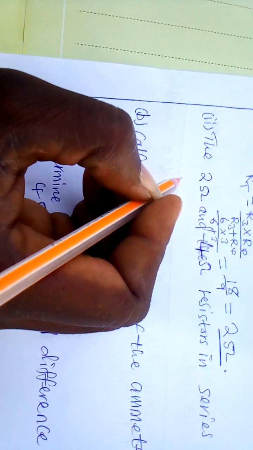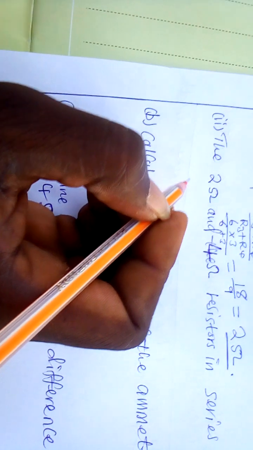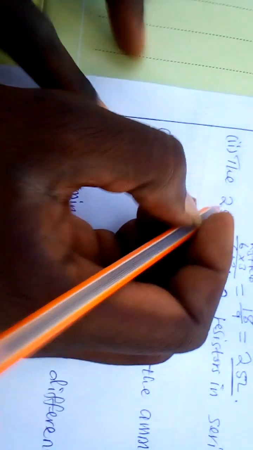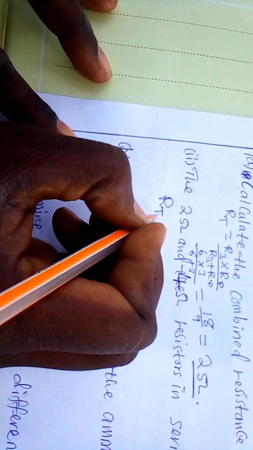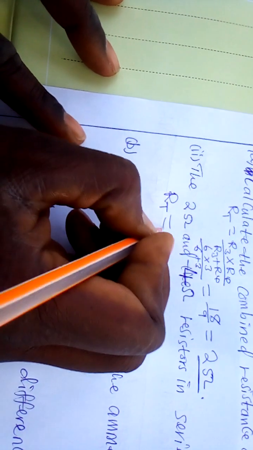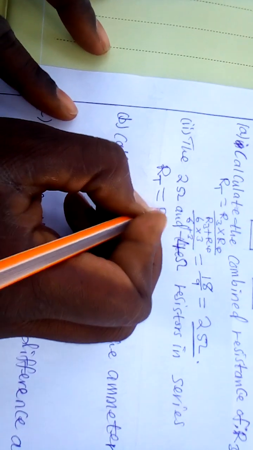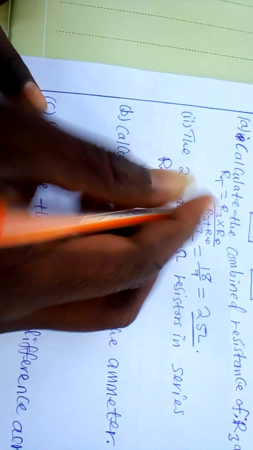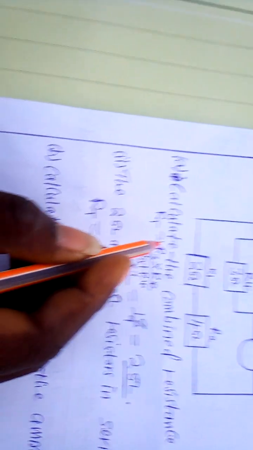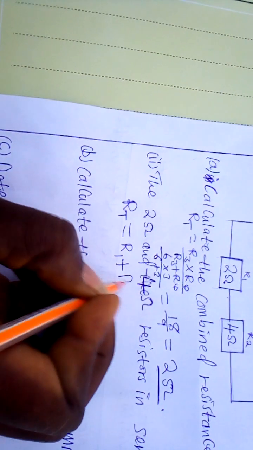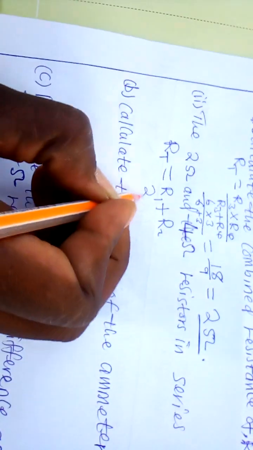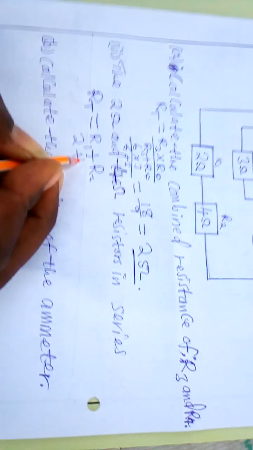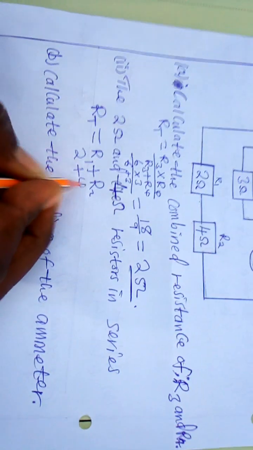For resistance concerning series, we use this formula. We say RT, which is total resistance, is equal to R1 plus R2. Now in this case, what's the value of R1? The value of R1 is 2, so we write 2 here, plus, what's the value of R2? The value of R2 is 4. So we write 4 here.